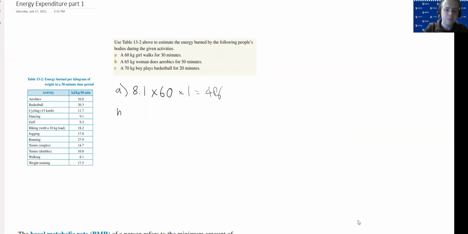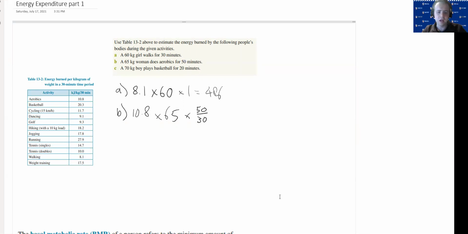And then for part B, we're doing aerobics, so it's 10.8 from the table. We've got 65 kilos, but this time we're doing it for 50 minutes. Now, if we want to work out what we need to multiply this by, we've essentially got a fraction here. So it's 50 minutes, okay, per 30 minutes. So it's 50 divided by 30 here is what we're going to multiply it by to incorporate that.